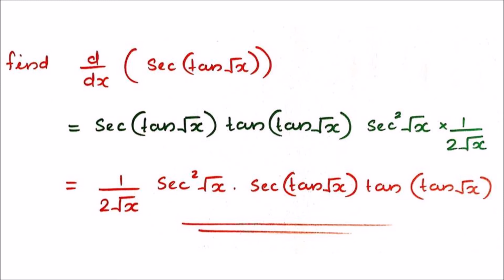Please look at the next question. Find d by dx of sec(tan root x). This is a bit advanced level question. Here we need to apply the chain rule twice. First of all, starting from sec, that is sec tan root x into tan root x. Now we need to multiply it with the derivative of tan root x. Again, the derivative of tan root x is sec square root x into the derivative of root x, that is 1 by 2 root x. So the answer is 1 by 2 root x into sec square root x into sec(tan root x) into tan(root x).